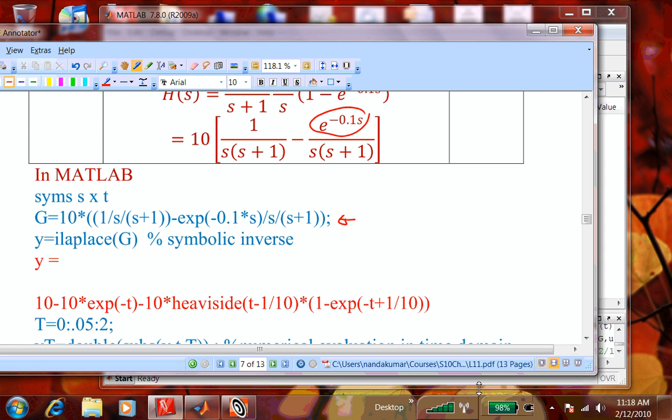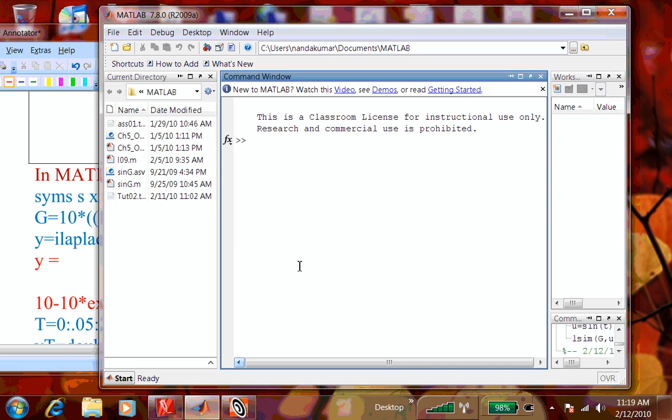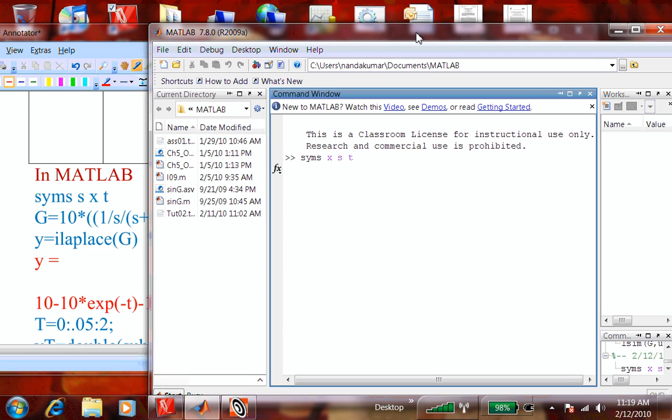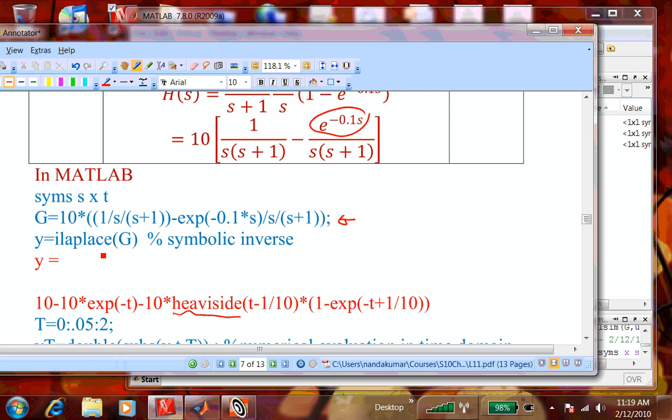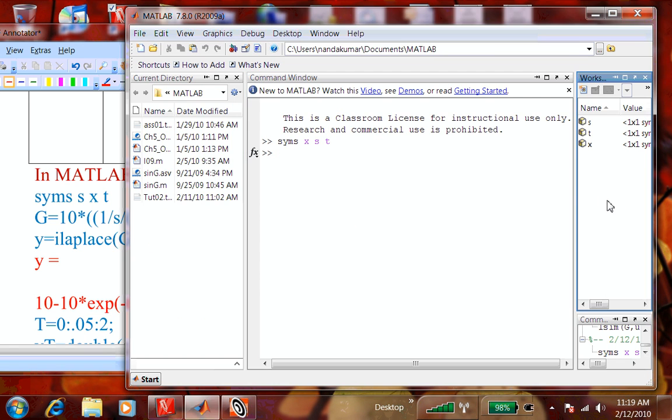Okay, so let's maybe do this here. MATLAB puts the output as a Heaviside. That's what I meant by the delay. So let's go to MATLAB and try to implement this. So use syms. And G, maybe let me see if I can just copy it. No, I guess I cannot. I need to type it.